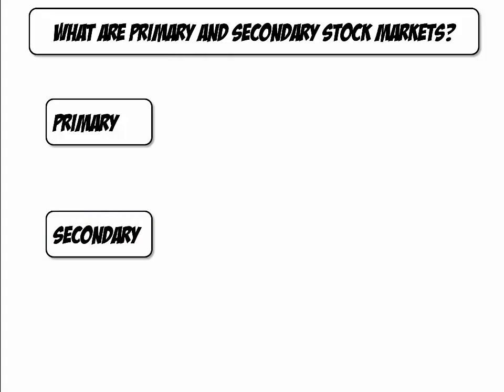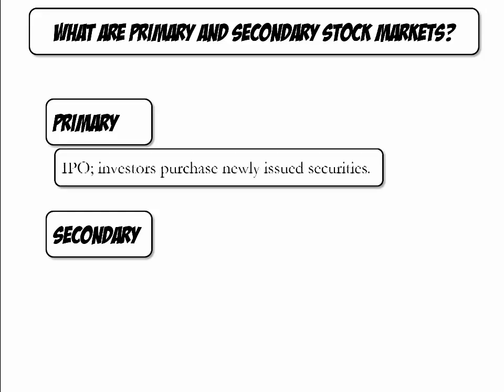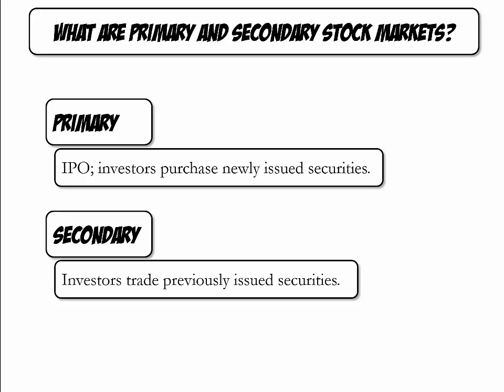Do you know the difference between primary and secondary stock markets? Please pause the lecture video to try to answer this for yourself first. In a primary stock market, investors purchase newly issued securities. In a secondary market, investors trade previously issued securities.